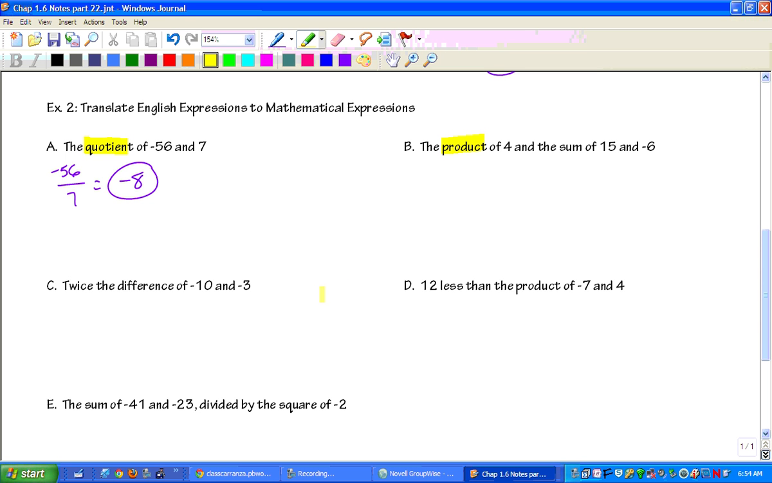Okay, I want the product of 4 and the sum of 15 and negative 6. So the product, but first we need to take the sum of 15 and negative 6. Order of operations, 15 plus negative 6 gives us 9. And 4 times 9 gives us 36.